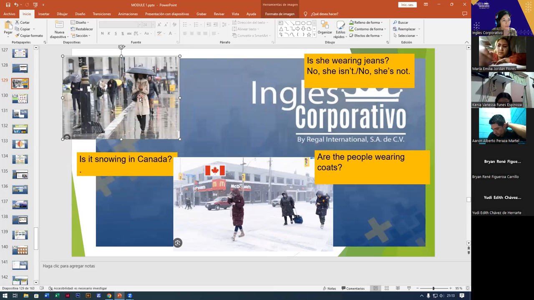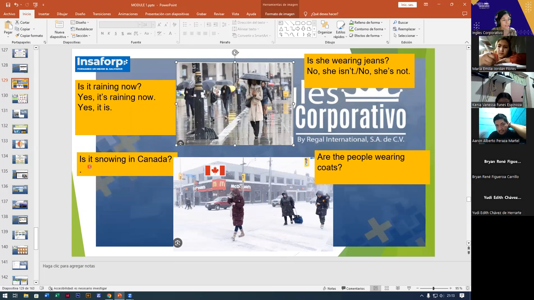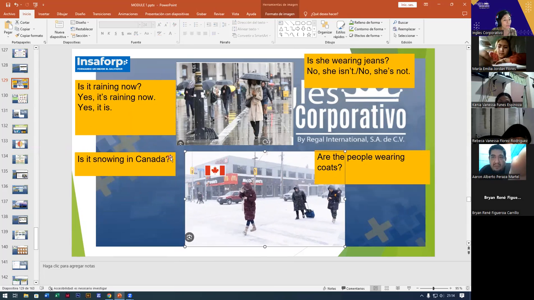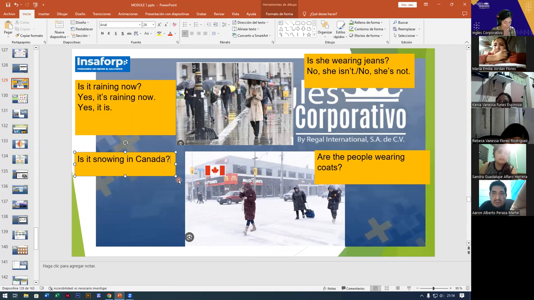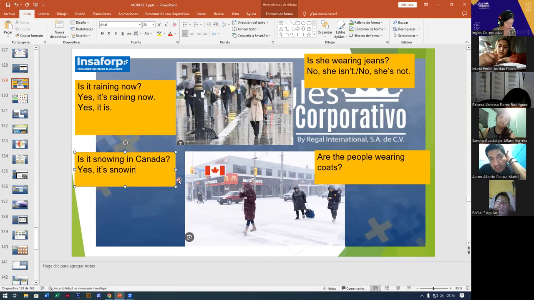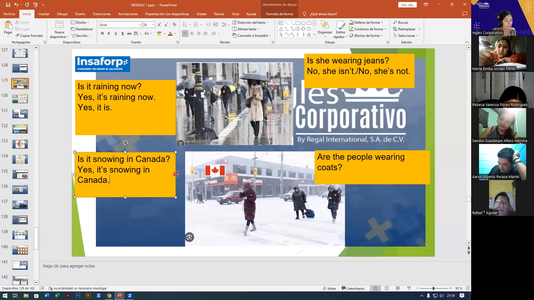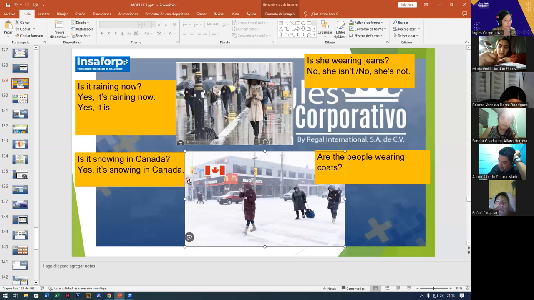We have another picture. The next one is, imagine that this is Canada, and you ask the question, is it snowing in Canada? Affirmative or negative? Affirmative. Excellent, okay? Give me the answer. Yes, it is snowing now. All right, in Canada, right? Yes. In Canada. Okay, that will be complete answer. Esta sería la manera completa. ¿Cómo sería la forma corta?